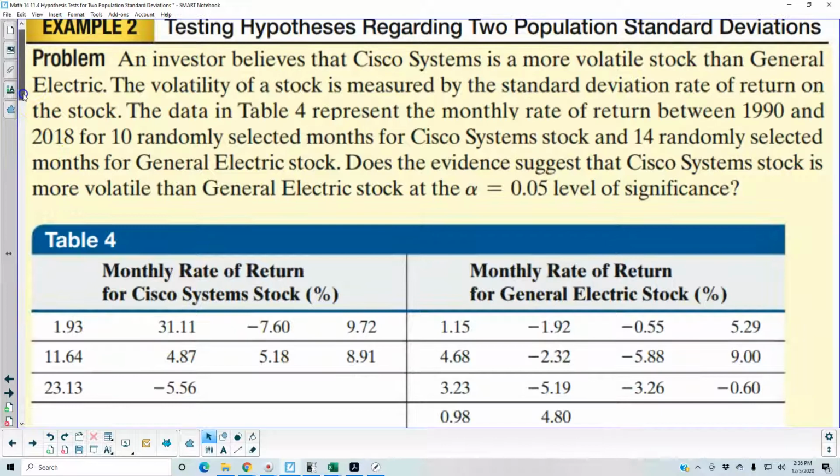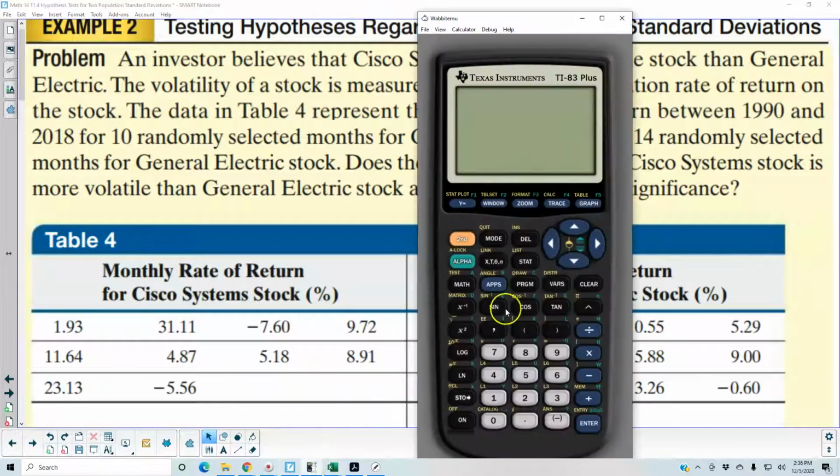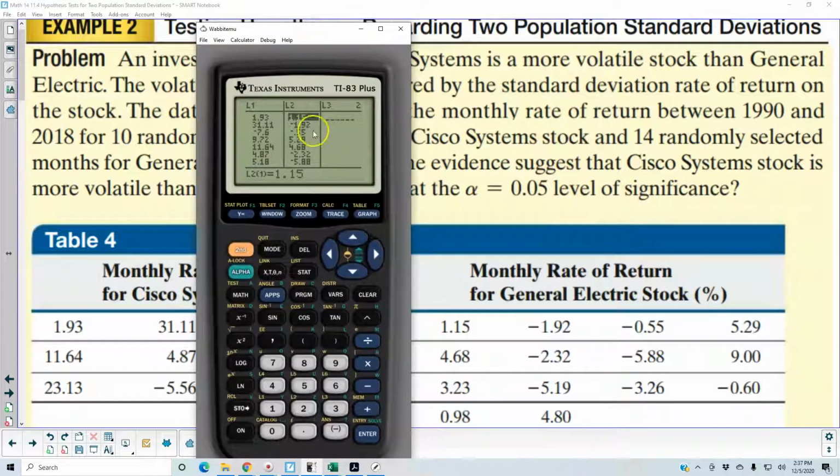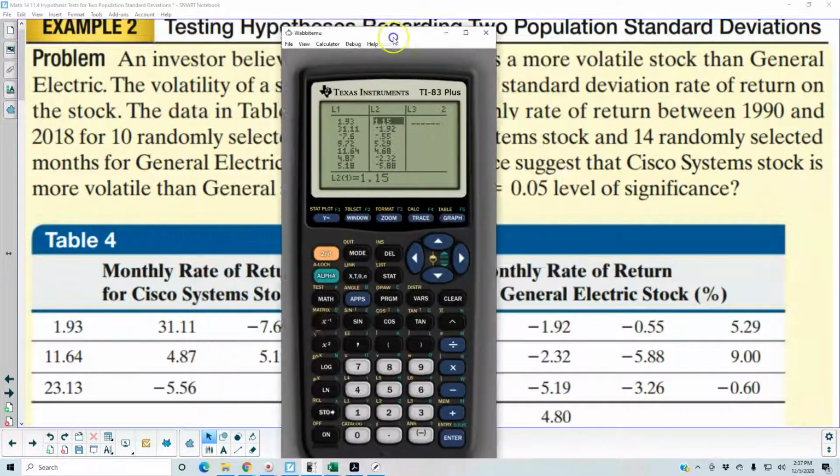So here's the data from example 2, and here's the data over here for Cisco and General Electric. So what I do is I'm going to come over here and select Stat, and then where it says Edit, I'm going to hit Edit. And then I'm going to go ahead and enter the numbers for L1. L1 is going to represent the Cisco systems. So I'm going to put all those numbers in there. And then L2 is going to represent the column for GE. So therefore there's the information for that.